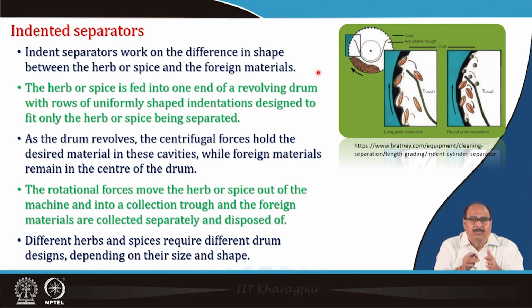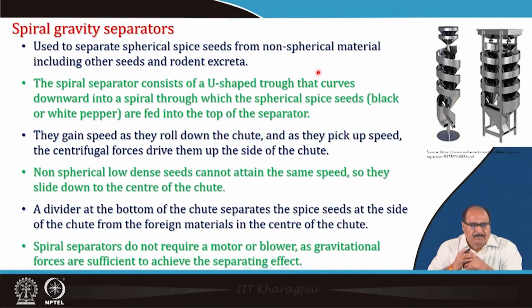The rotational forces move the herb or spice out of the machine and onto a collection trough, and the foreign materials are collected separately and disposed of. Different herbs and spices require different drum designs depending upon their own size and shape. You can see how it works, that is the indented separators. Their working principle is shown in the figure.